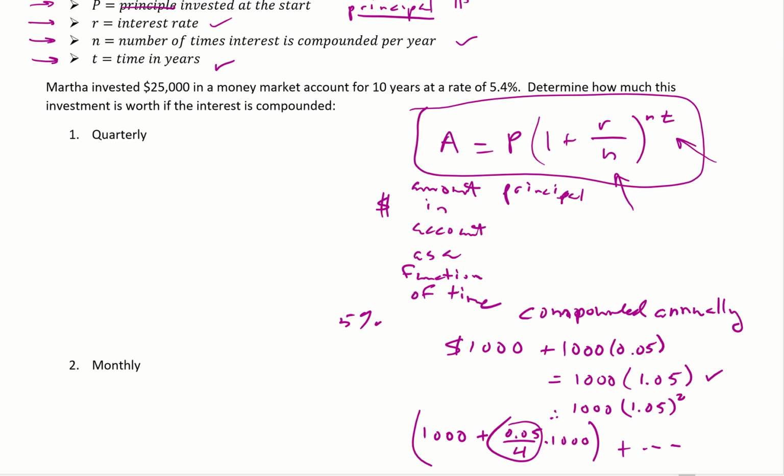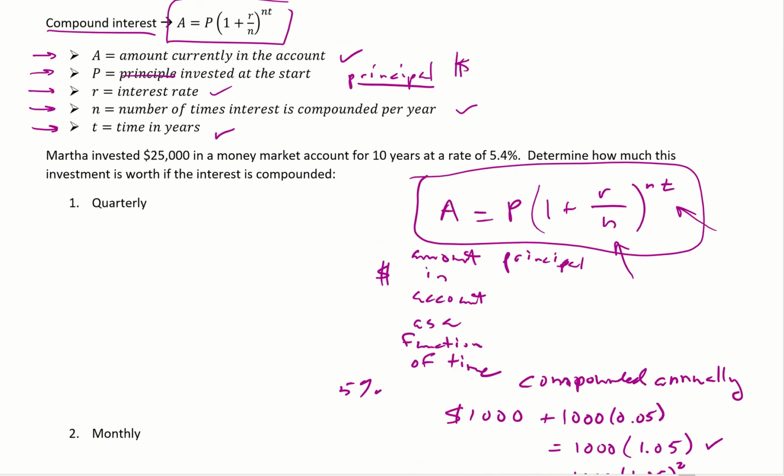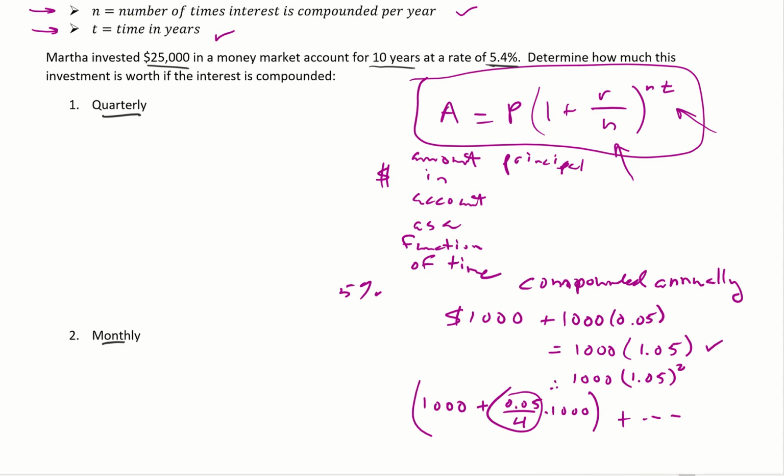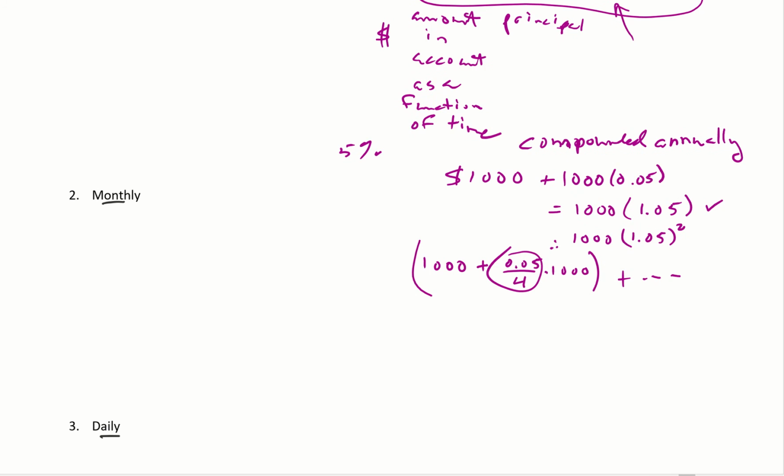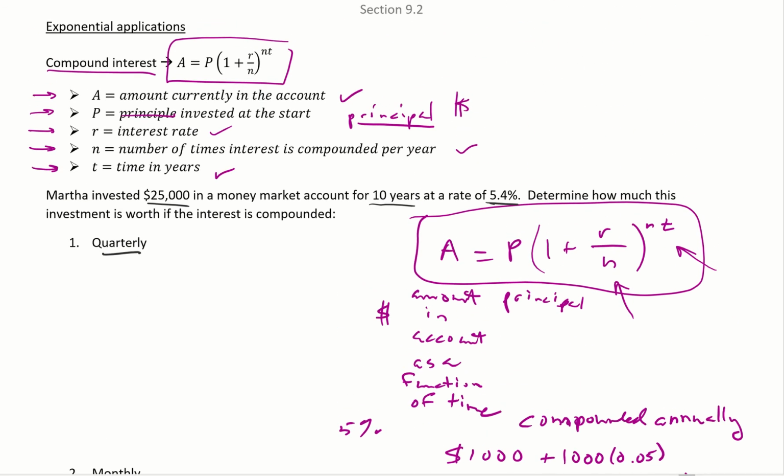Okay, so look at Martha. This is actually out of your textbook, I believe. Martha takes $25,000 and invests it in a money market account for 10 years at a rate of 5.4%. So here's the fun. Determine how much this investment is worth if the interest is compounded quarterly, and then we'll go to monthly, and I think down here we go to daily just for fun to see what the differences are. Do you get more money? Yeah, it turns out you get a little bit more money, but not a lot more.